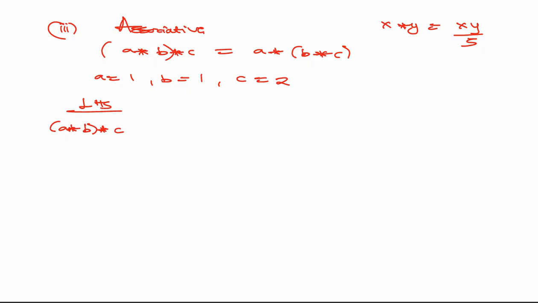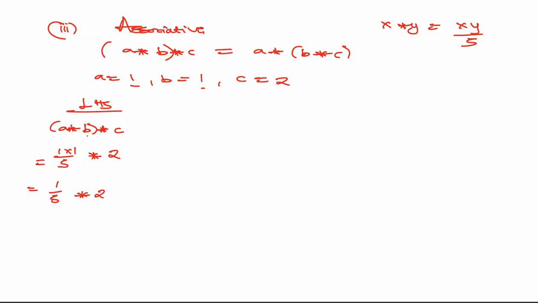What we are going to do is this. For a star b, we use 1 and 1 to replace in the expression, because we have to start with what is in the brackets. So what do we get? It's 1 times 1 over 5, star c. The c is actually 2 there. So we get 1 over 5 star 2.